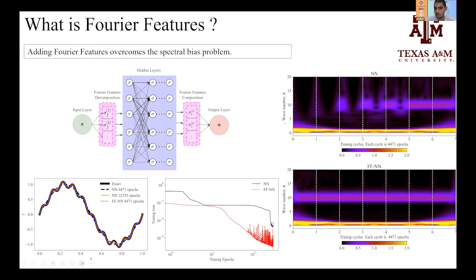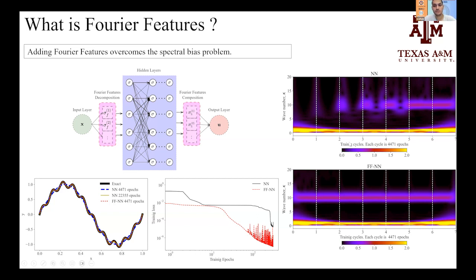And this is the wavelet transform for the neural network to learn this data. You'll see that after around 4 cycles of iteration, the neural network started to learn. It was already able to learn the low frequency solution from the beginning of the training. However, after 5 training cycles, it starts to learn that there is a higher frequency solution in the domain.